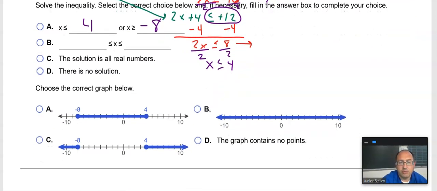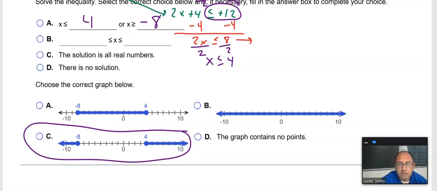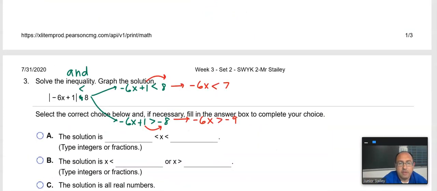Since they go in opposite directions, and we're talking about everything, they don't have anything in common anyway, but now if this were an and situation, then the answer would have been letter D. The graph contains no points because there wouldn't be anything in common.